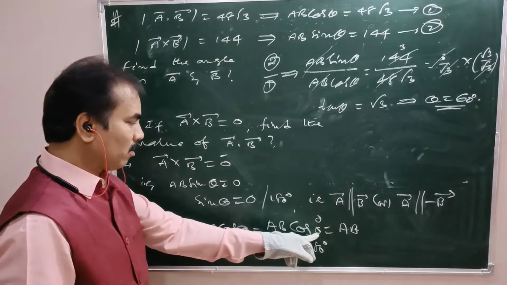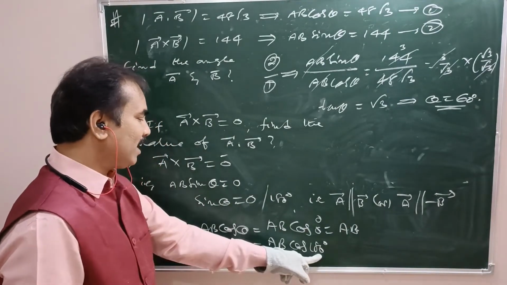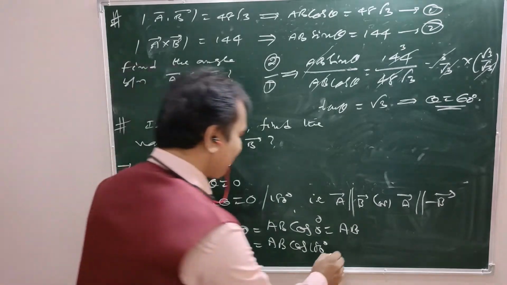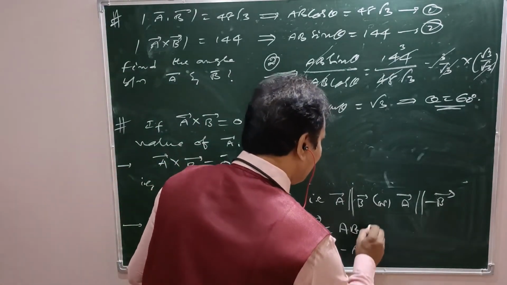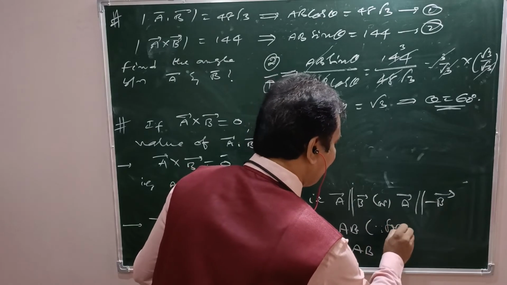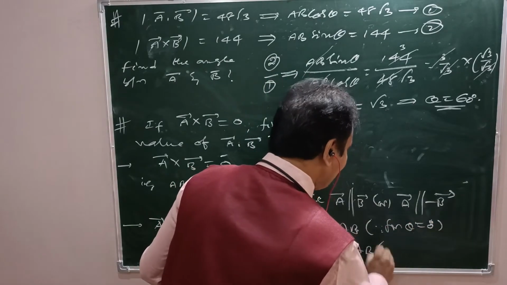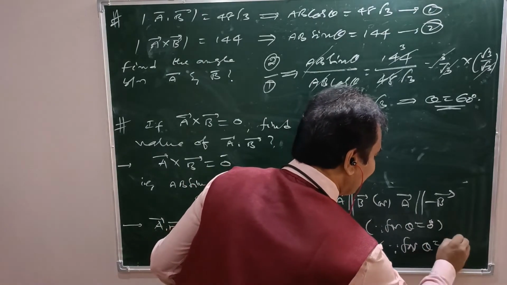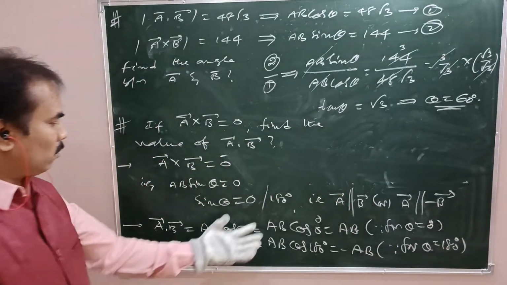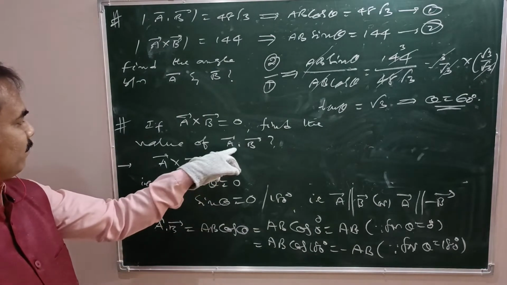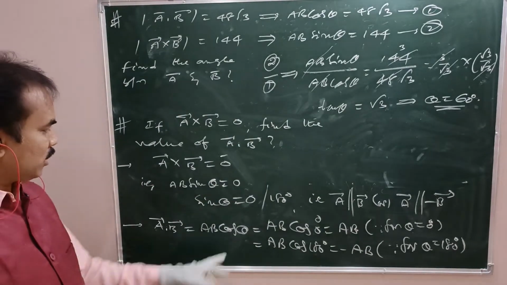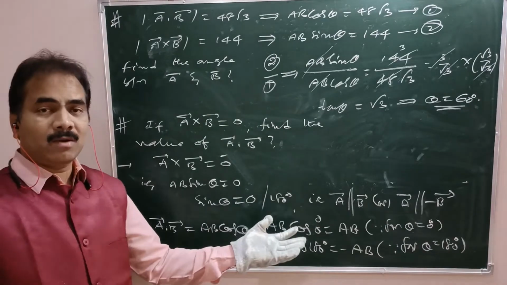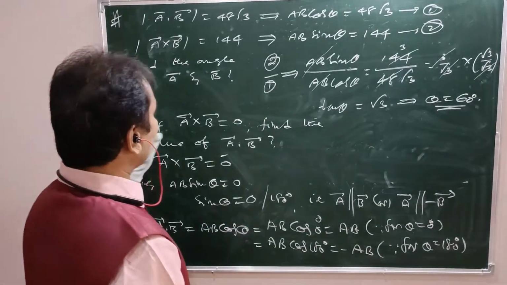For theta equal to 0, answer is AB. For theta is 180, AB cos 180. Cos 180 means minus 1. That is minus AB. This is for theta equal to 0, and this is for theta equal to 180 degrees. Right? We have two options for the same dot product as per angle between A bar and B bar. So angle may be 0 or 180 degrees. Okay.